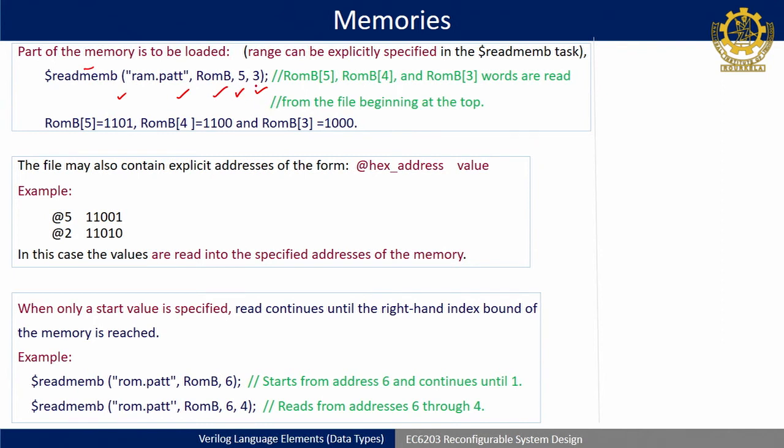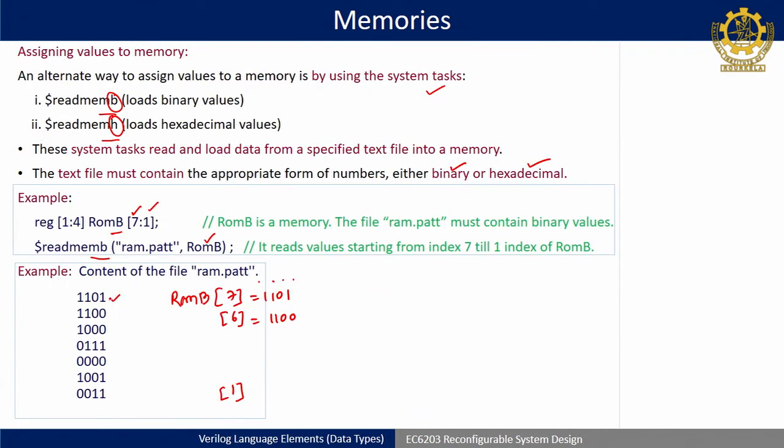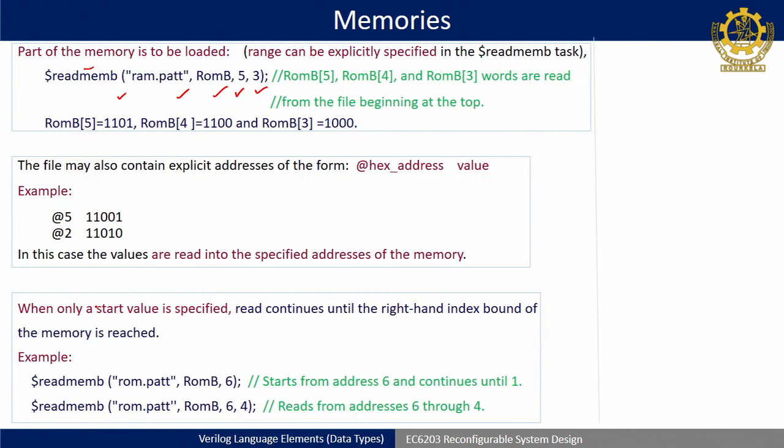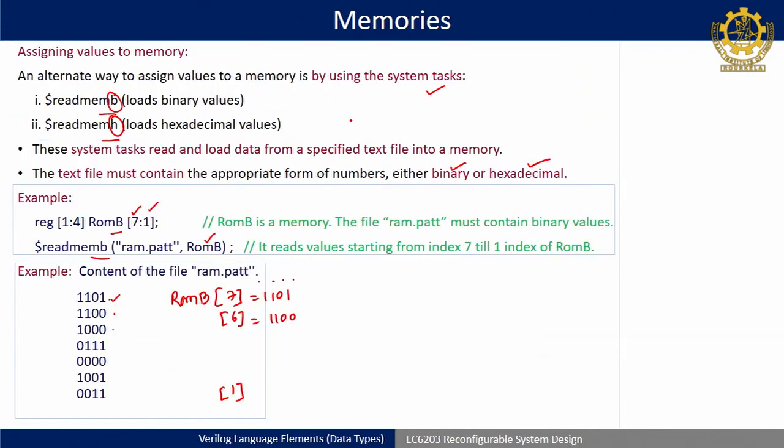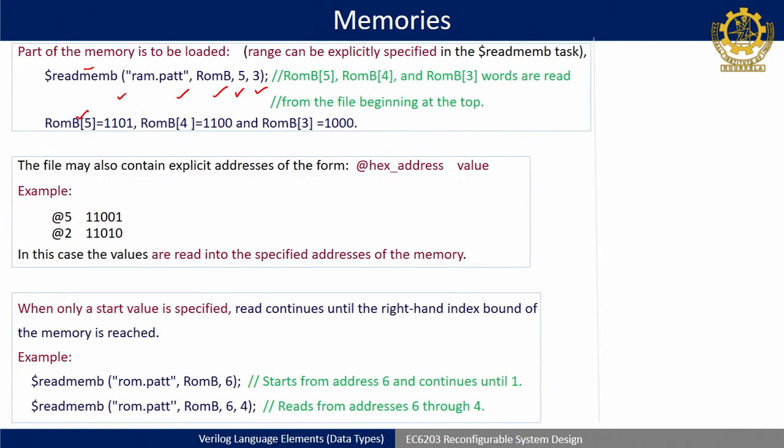Okay. So, when I am defining 5, 3, it indicates that the first value will now be stored in 5, then 4, then 3. Understood? So, 1101 is now stored in ROM B 5, ROM B 4 contains 1100, and ROM B 3 contains 100. So, like this you can specify the range and it will select the corresponding binary values from the given ram.pat file. Are you getting? So, like this one method is there.